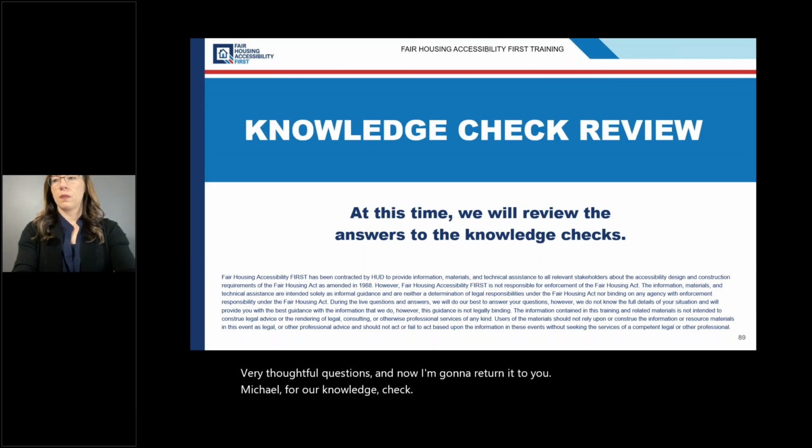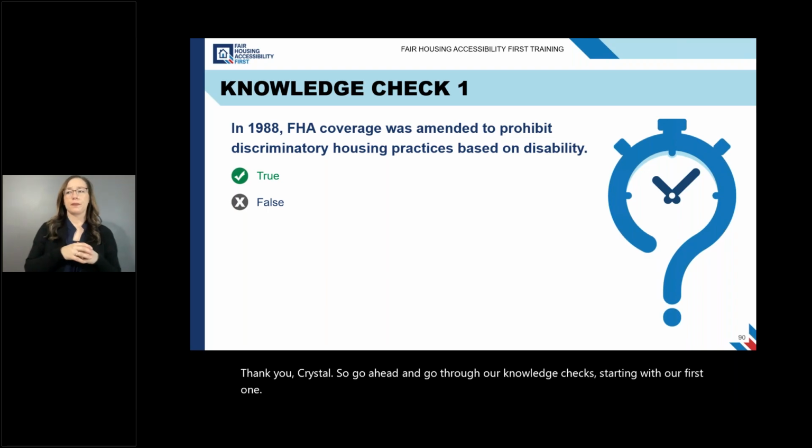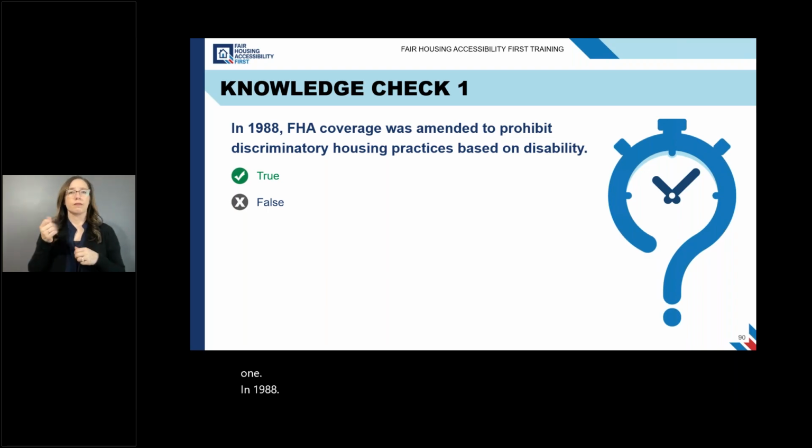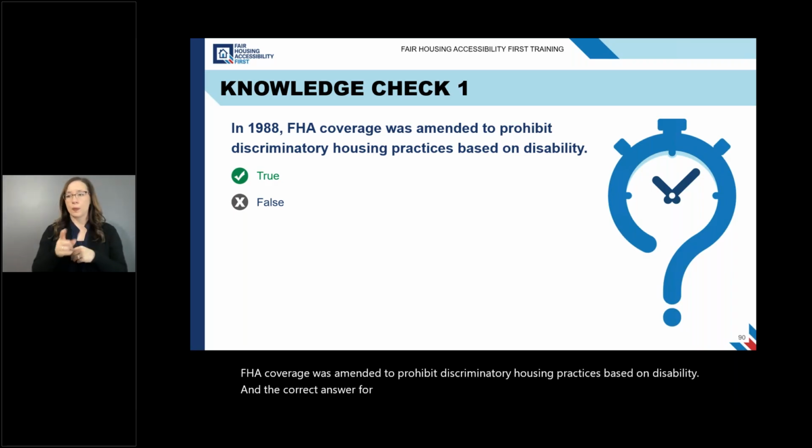Thank you, Crystal. So we'll go ahead and go through our knowledge checks, starting with our first one. In 1988, FHA coverage was amended to prohibit discriminatory housing practices based on disability. And the correct answer for this was the first option. This is true. And 90% of you got this one correct.